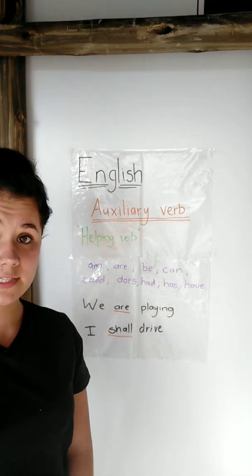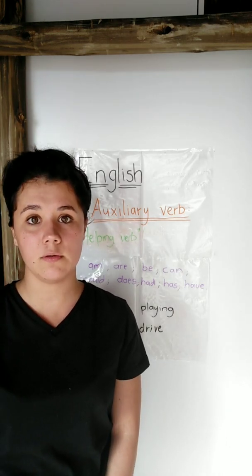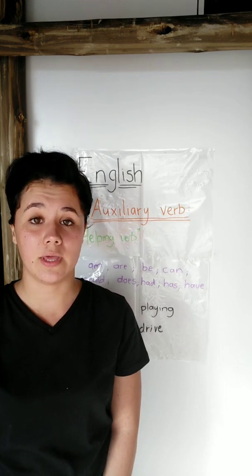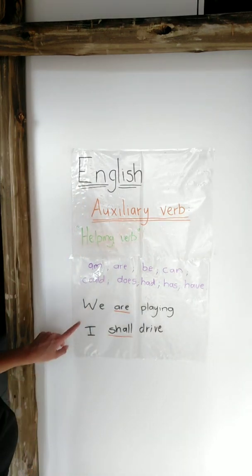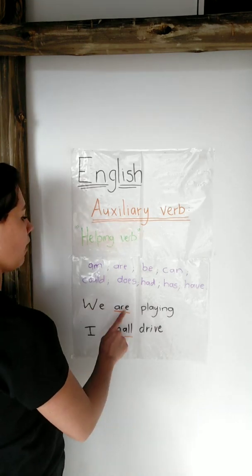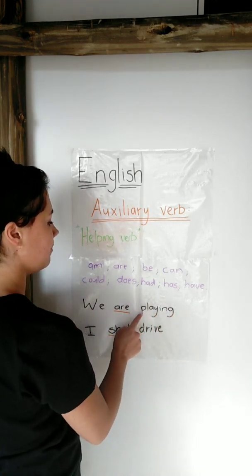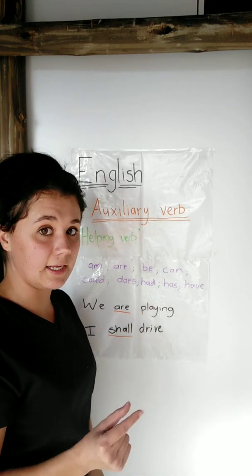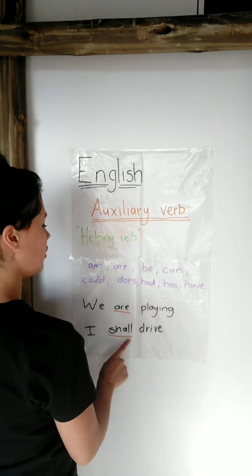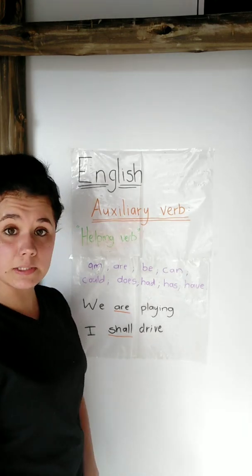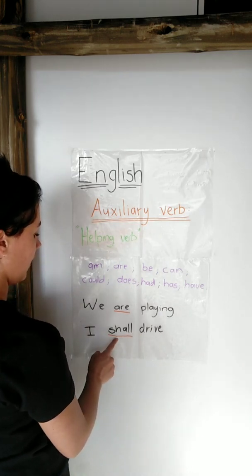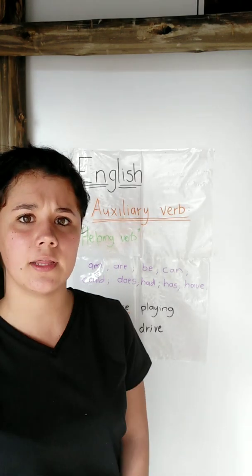Now, on page 85, there is a list of auxiliary verbs that you can go and have a look at, for you to memorize when you get it in a test, perhaps. Okay, so let's quickly try and identify the auxiliary verb in the sentence. We are playing. The verb is playing. Now, what is helping the verb? The word are. Okay, because it puts it in a tense. I shall drive. Future simple tense. So the verb is drive, and the word that it helps is shall. It's usually in the front of the verb.